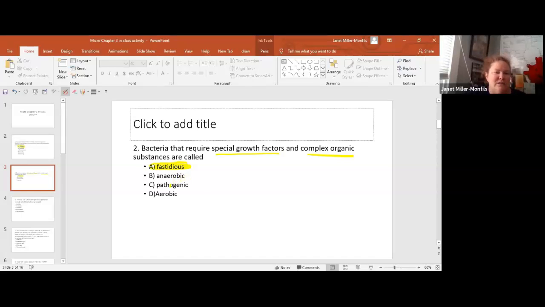Anaerobic is just without oxygen. Aerobic is with oxygen. Pathogenic, that's for one specific pathogen, so it'd be more of a selective.